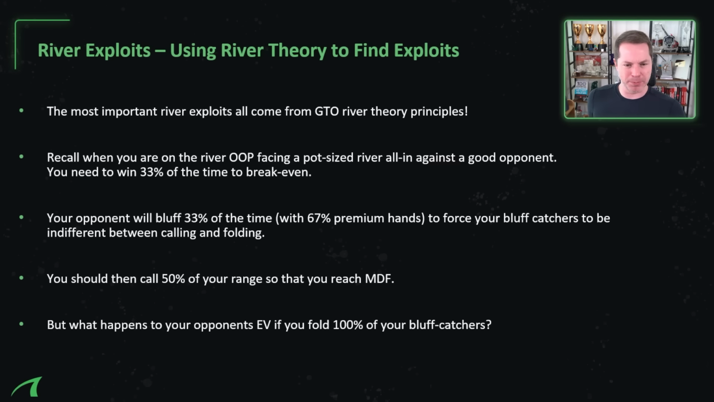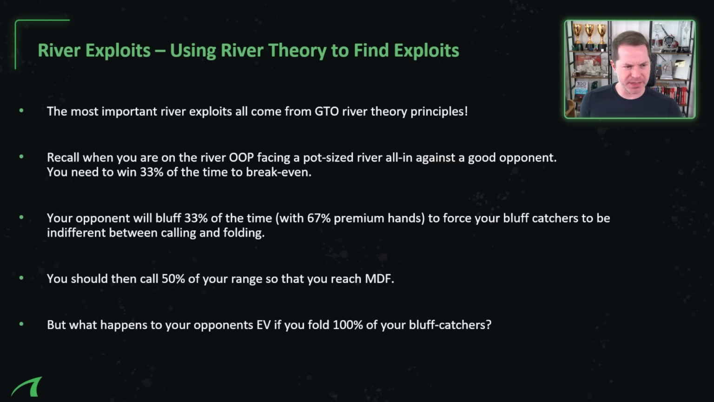Your opponent will bluff 33% of the time, assuming they're a good, strong, world-class player, with the other portion of their range being 67% value hands. And this will force your bluff catchers to be indifferent between calling or folding. So in this situation, you should call 50% of your range to reach the minimum defense frequency, because they're betting one pot into one pot. So you have to call half of the time.